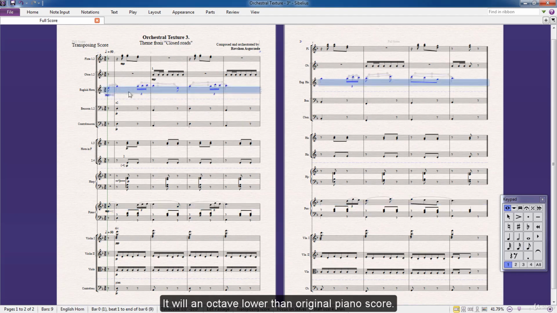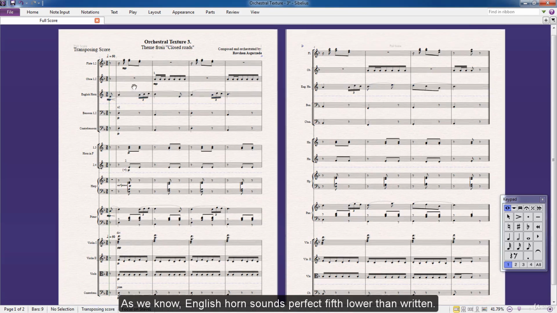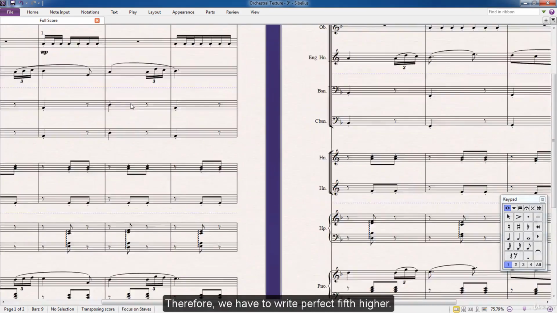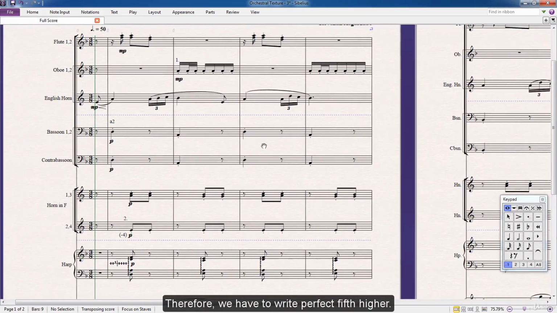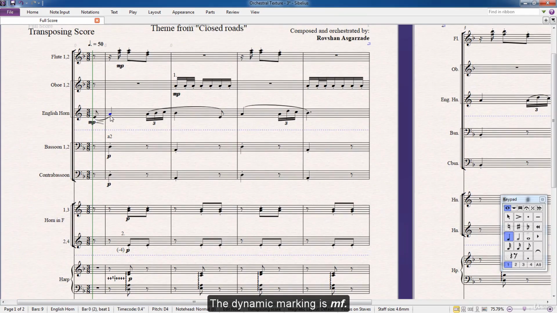It will be an octave lower than the original piano score. As we know, English horn sounds a perfect fifth lower than written, therefore we have to write a perfect fifth higher. The dynamic marking is mezzo forte.